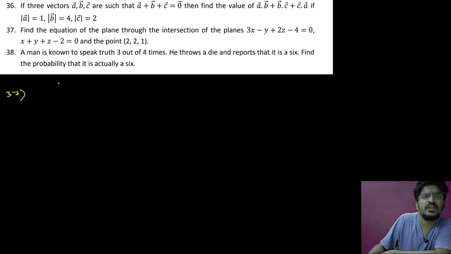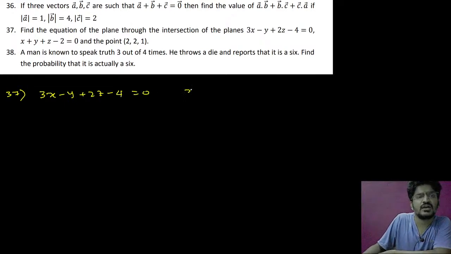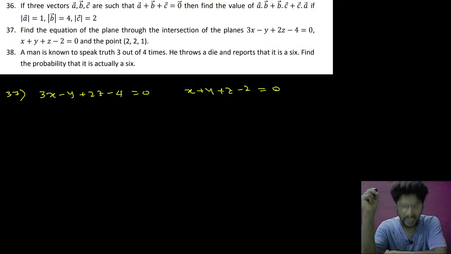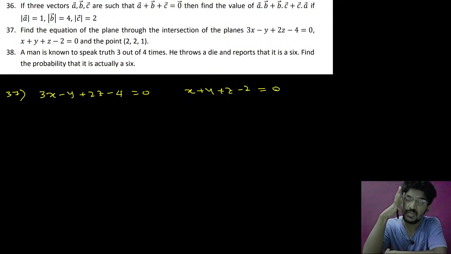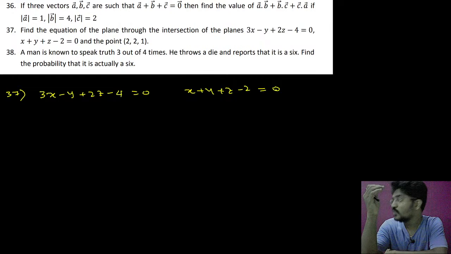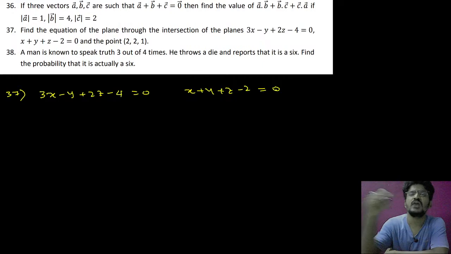Find the equation of the plane passing through the intersection of two planes, that is 3x minus y plus 2z minus 4 equal to 0 and x plus y plus z minus 2 equal to 0. Very good. Very nice problem. We have to enjoy this type of problems. Okay. So what they have given? They have given two planes and we have to find the plane passing through the intersection of two planes and the intersection point they have given. If you draw the diagram of this, it will be like this.